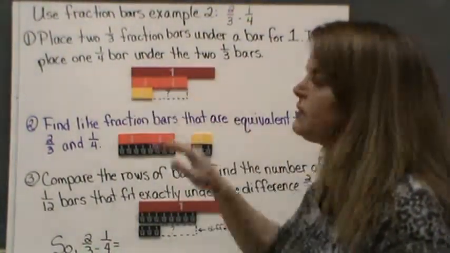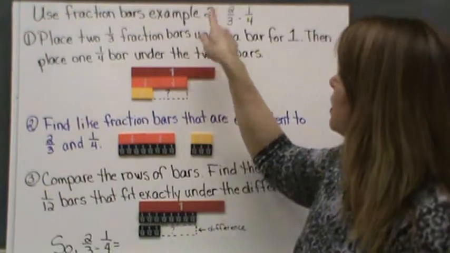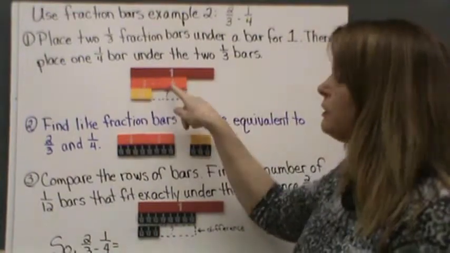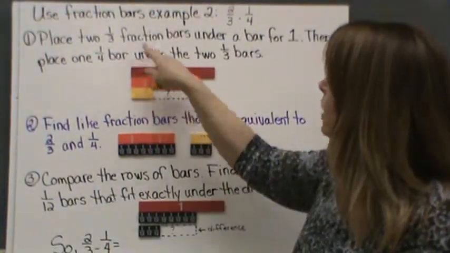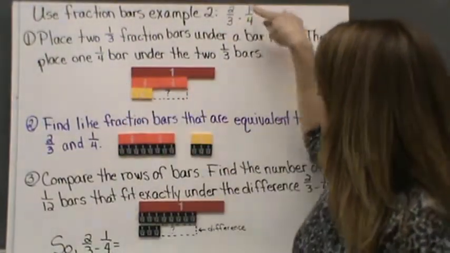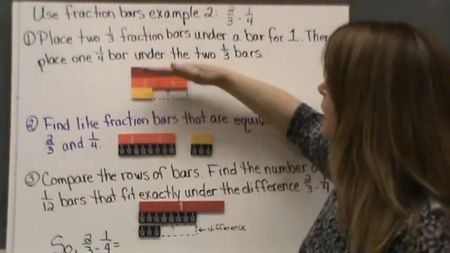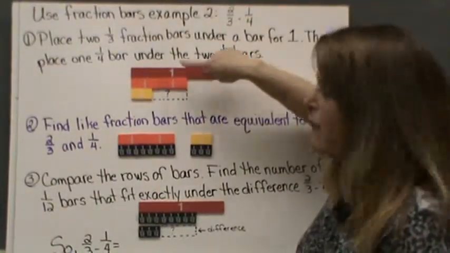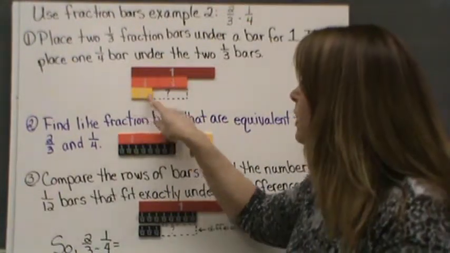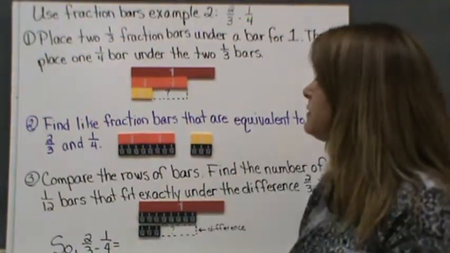First thing you're going to want to do is put down your 1 bar to have your base, and you're going to place 2 1/3 fraction bars because in your equation you have 2/3. So down here I have 1/3, there's another third, so I've put my 2 1/3 fraction bars under the bar for 1. Then I'm going to place 1 1/4 bar under the 2 1/3 bars. So I'm just stacking up my equation. 1 is my base, and this tells me that I'm looking at 2/3 minus 1/4. And this space right in here is the difference in those two fractions.